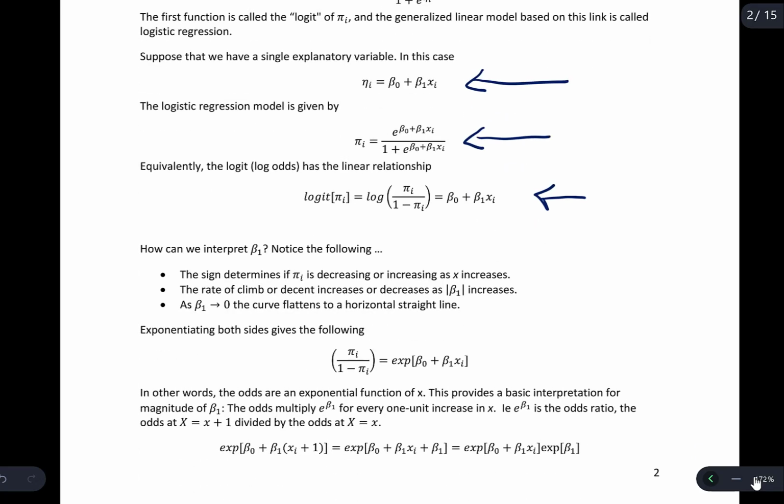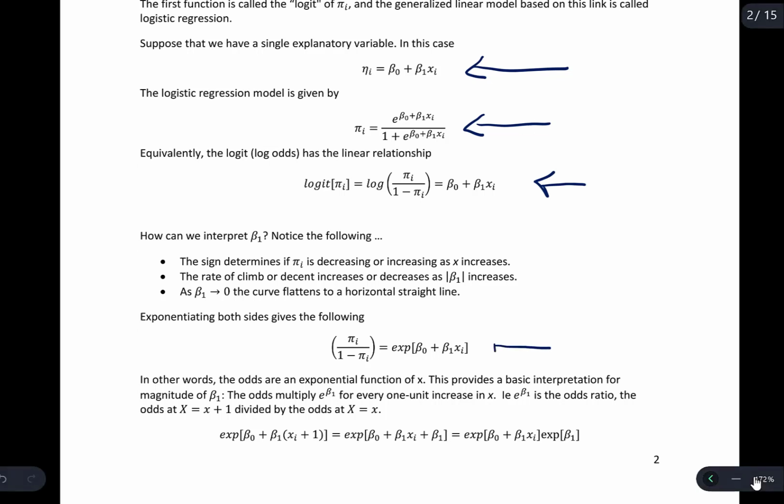So how can we interpret beta 1? Notice the following. The sign of beta 1 is going to determine if pi i is increasing or decreasing as x increases. The rate of climb or descent increases as the absolute value of beta 1 increases. And as beta 1 goes to 0, the curve is going to flatten to a horizontal straight line. If we exponentiate both sides, we have the following. In other words, the odds are going to be an exponential function of x, and we see that right here. This provides a basic interpretation for the magnitude of beta 1.